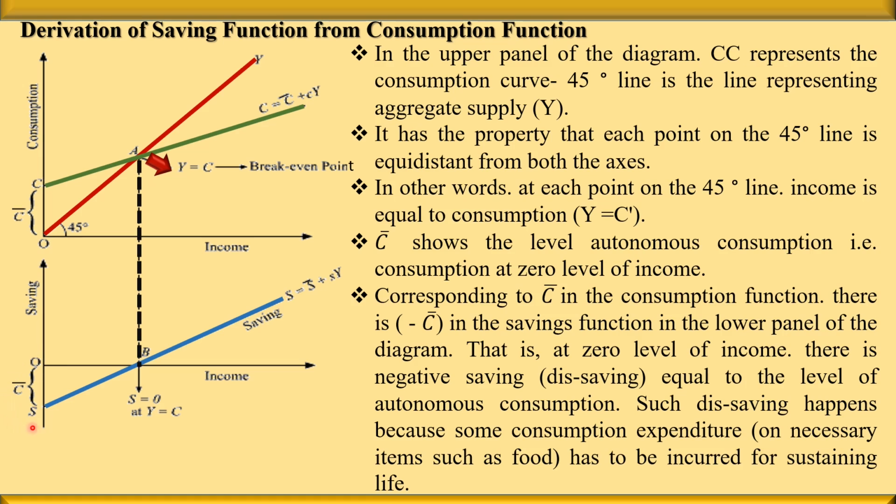Minus autonomous consumption means that when the income is 0, the person has to borrow money from outsiders. The question is how much money they will borrow. The money needed for the minimum consumption, that is autonomous consumption, will be borrowed. That is the main reason minus autonomous consumption is equal to this saving.